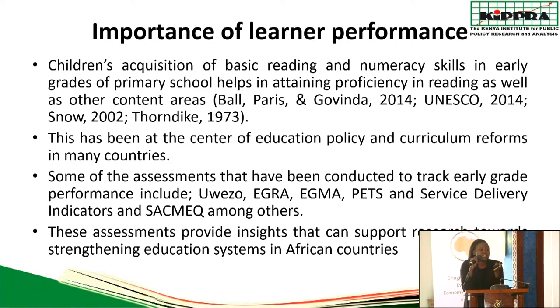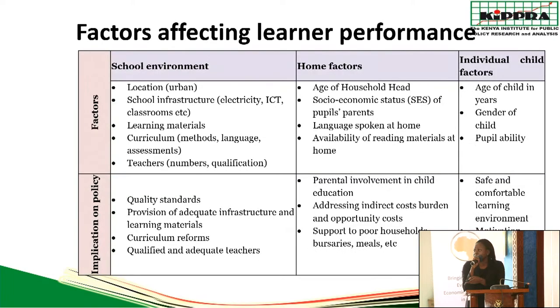The results that are attained are poor, so we want to see which factors are leading to this poor performance, irrespective of government putting resources in the education systems. Are there other factors besides the school factors? Could it be individual or learner characteristics? Could it be the environment at home? So those are the factors we want to focus on and see how they impact performance.